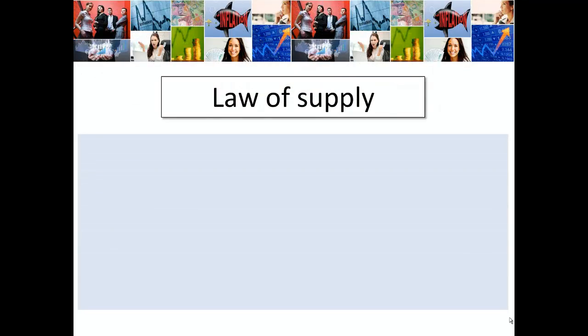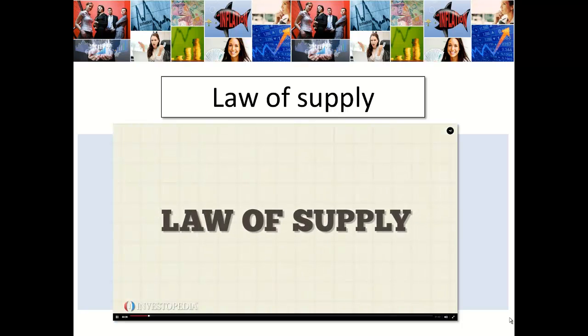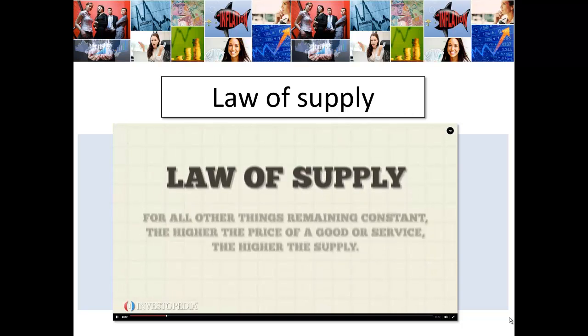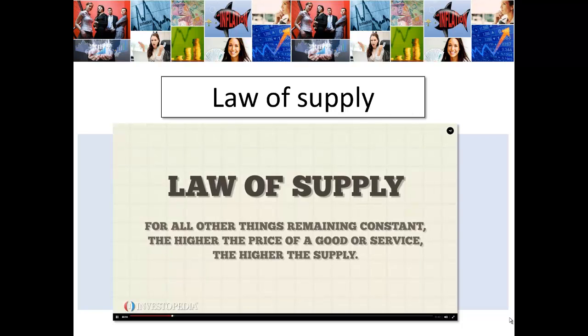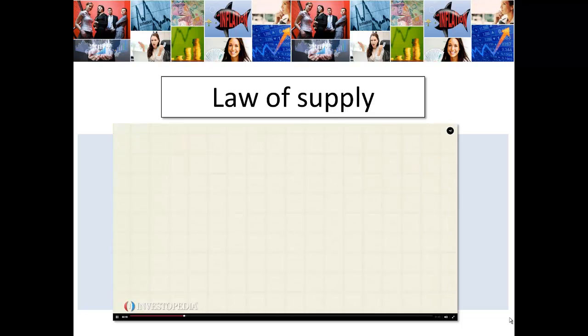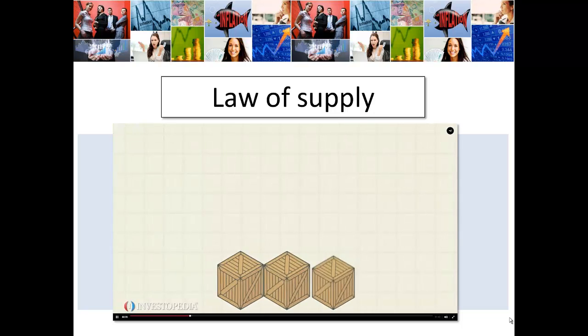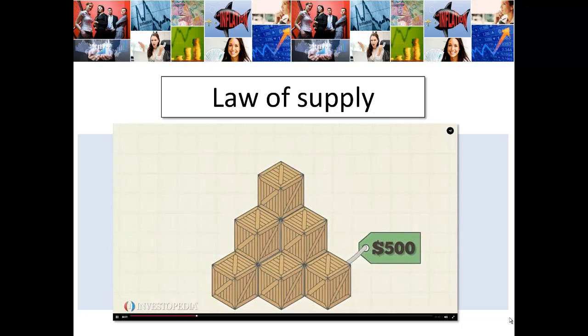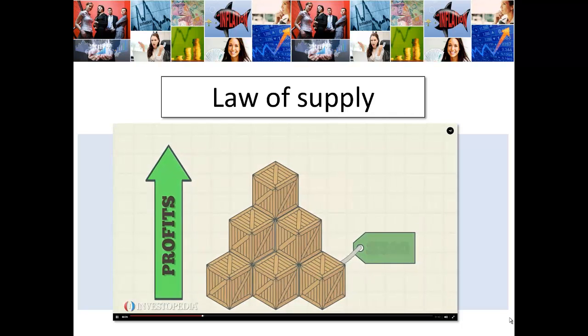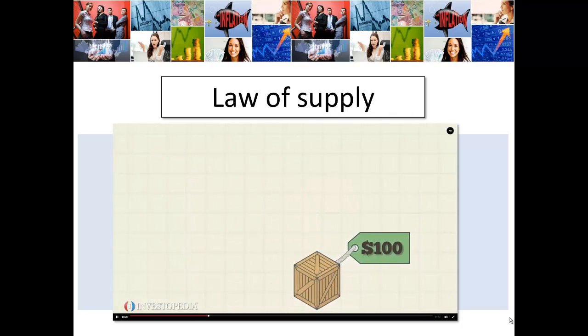The law of supply. The law of supply is one of the most fundamental principles in microeconomics. According to the law of supply, for all other things remaining constant, the higher the price of a good or service, the higher the supply. Producers want to produce more of that good or service at the higher price to increase profits. Conversely, the lower the price, the lower the supply.